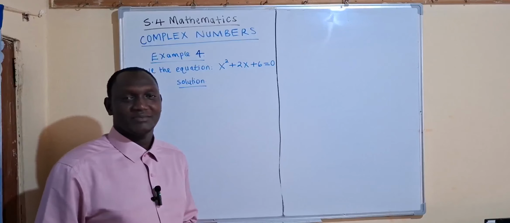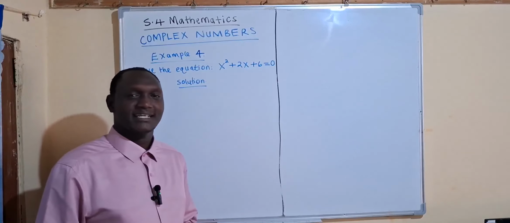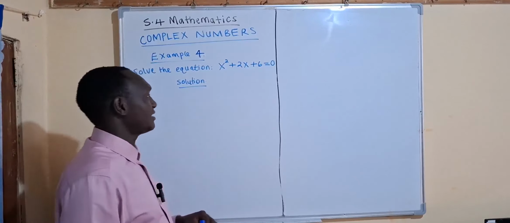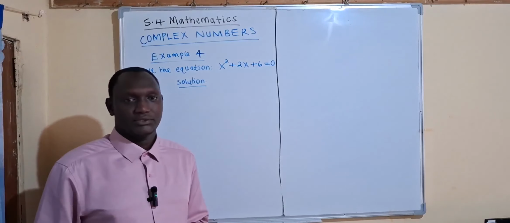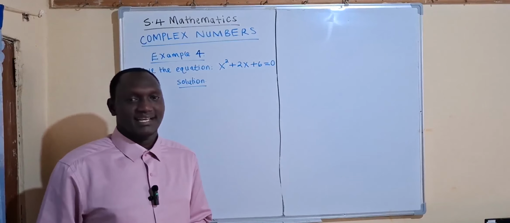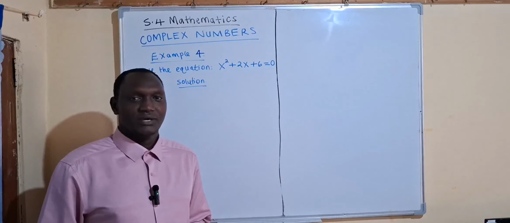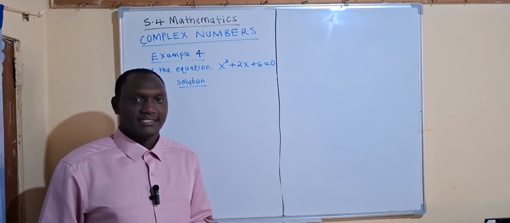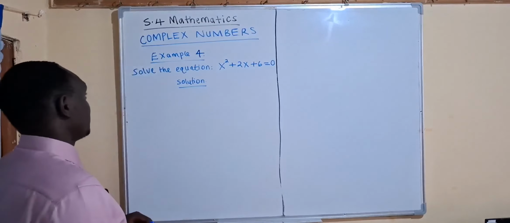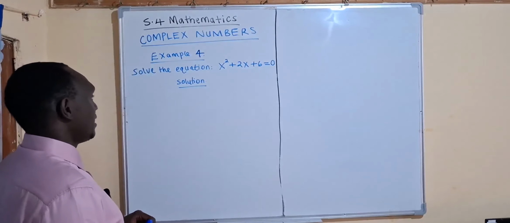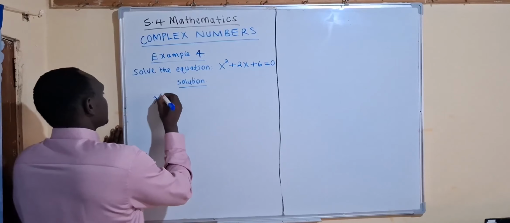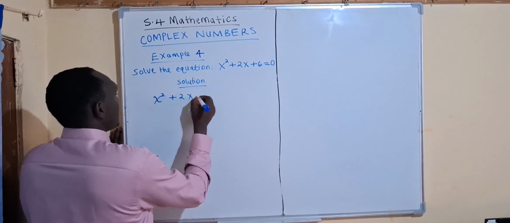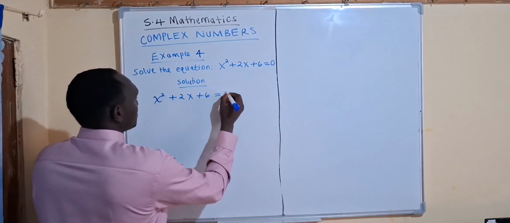Yes, welcome to Vision Plus and welcome to this senior four mathematics class on complex numbers. The questions we are solving now involve the application of Euler's property that says that i squared equals -1. This assists us to find the square roots of negative numbers. So our question says, solve the equation, and the equation is given by x squared plus 2x plus 6 equals 0.